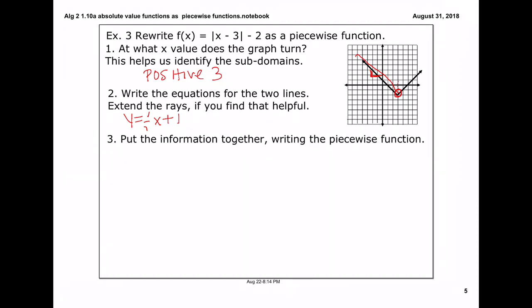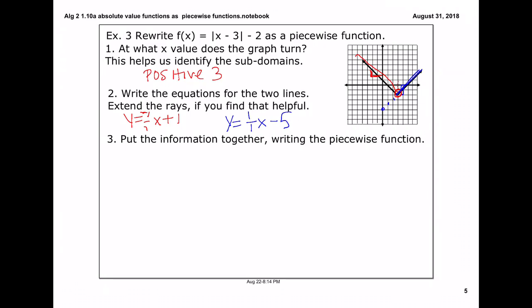In my second ray, it's a little bit more difficult to see, but I can see that I'm rising 1, running 1. So if I trace that down to my y-axis, I can see that I am at negative 5, so we get y equals positive 1 over 1x minus 5. So don't forget, on this function you were falling, you were going down 1 over 1.